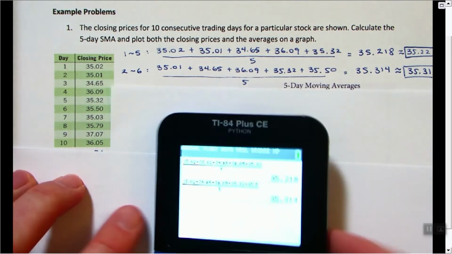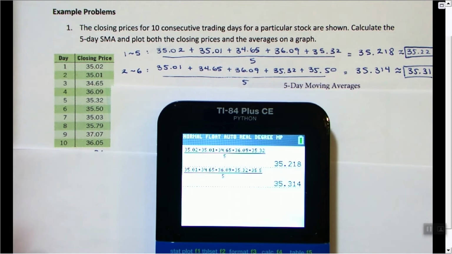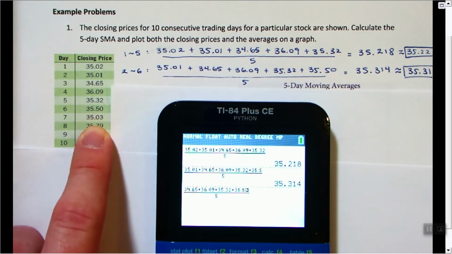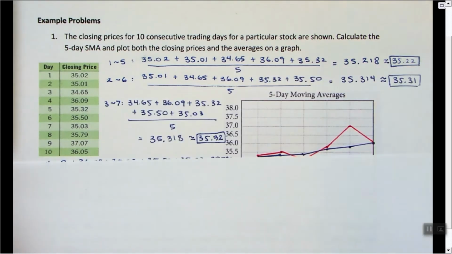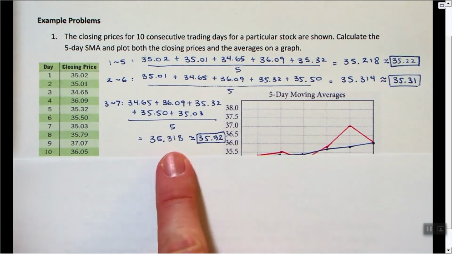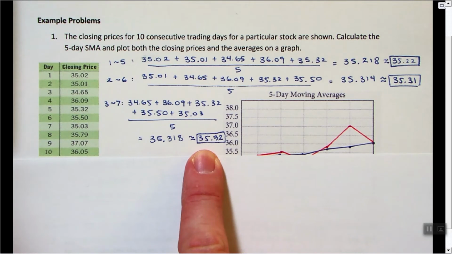Okay, the next one would be here, and I'm rounding these off to the nearest cent. For the next one, I would do the same thing. I'd go back here and delete the first one, go down here, second delete to insert, and insert the next one. That's the 7th one, 35.03, enter. Whoops, syntax error, I made a mistake. I didn't insert a plus. And that is here, 35.318, or rounded, 35.32.